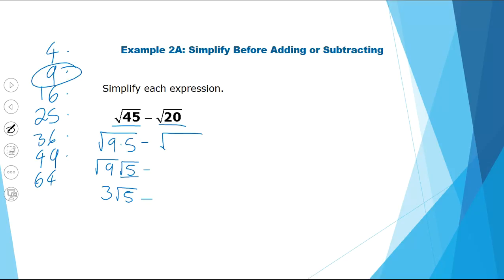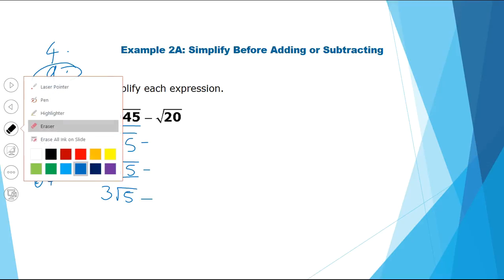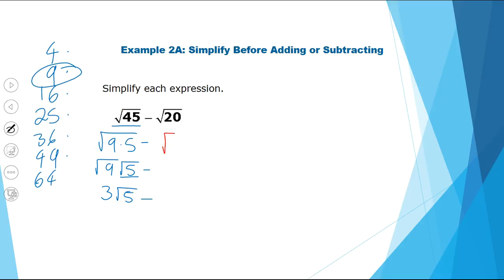Right there. Alright, square root of 20. So is 20 divisible by any perfect square? Let's actually make this a different color. Because you know what? I'm feeling fancy. Let's do it in red.